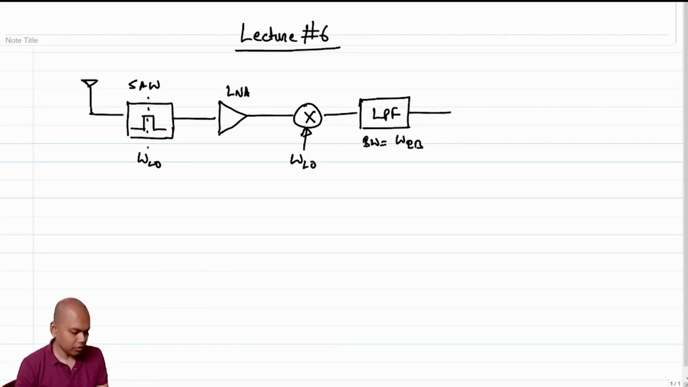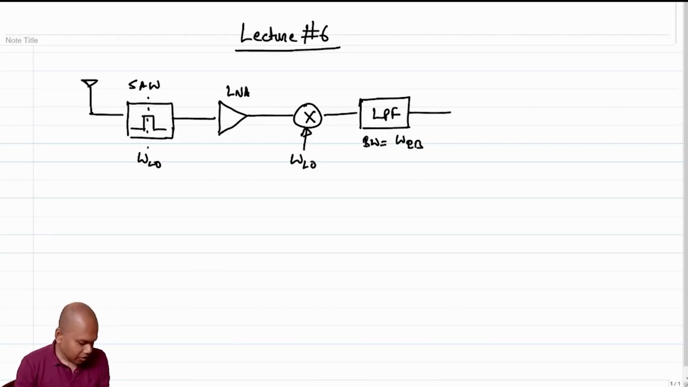So as it turns out, even though this receiver architecture looks like it includes everything that we can think of, there are some non-idealities in some of these blocks which makes this particular receiver architecture infeasible in many applications. Okay, so in the next few minutes we are going to talk about those issues, and then see what are the alternative receiver architectures which are used in modern radio receivers.